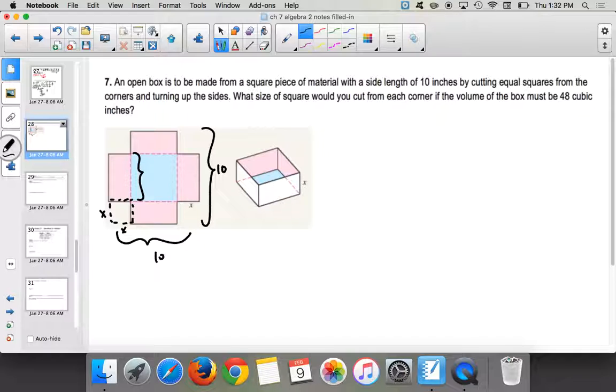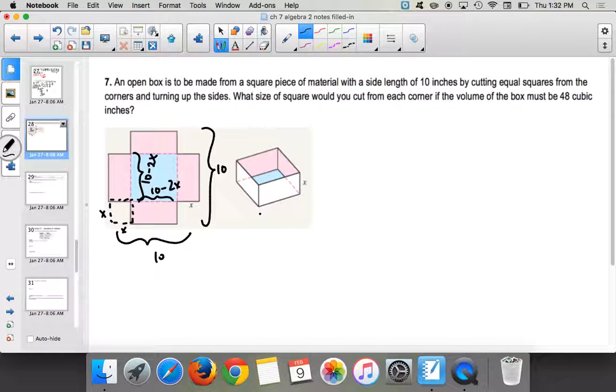Okay, and Claire said this yesterday. She was like, oh, you have the original 10, and we subtract out the x and x, so we're going to have 10 minus 2x. So that's going to be 10 minus 2x there. And we're also going to have 10 minus 2x here. That's a minus.